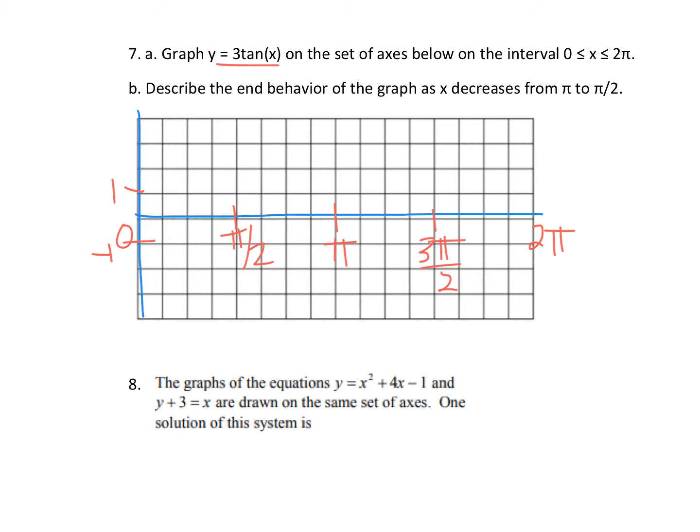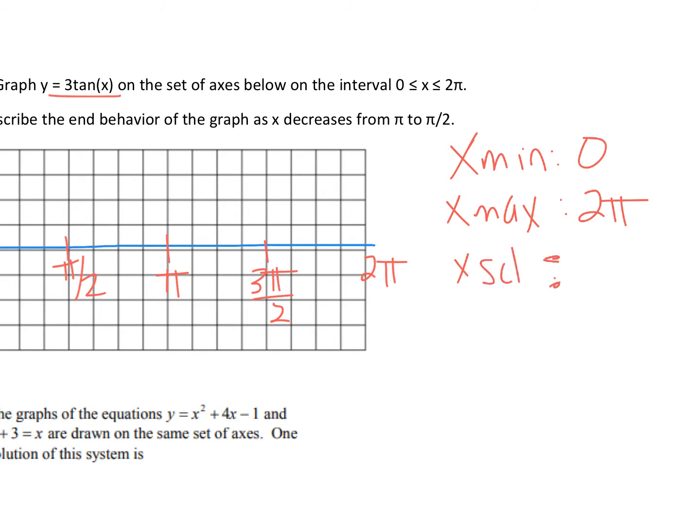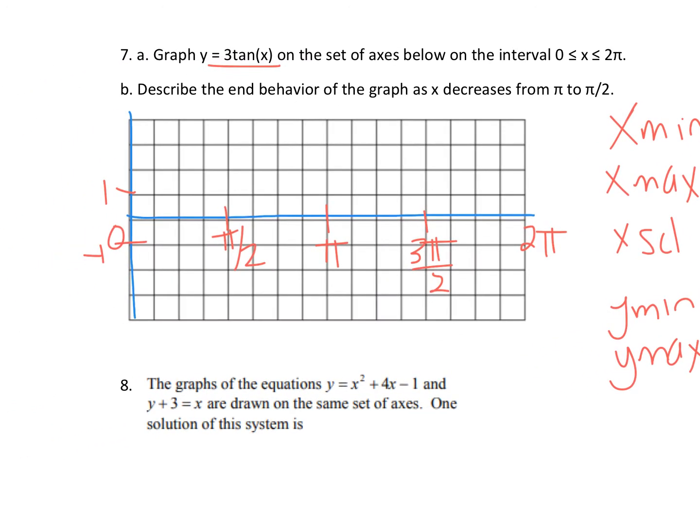Now, typing this into your calculator into y equals, make sure you change your window so that the x min is 0. So let me write this over here because I don't have my calculator here. X min is 0, x max is 2 pi. The x scale you're going to definitely want to be pi over 2. And then y min, y max doesn't really matter. I'll do -4 and then 4. And then you'll be able to see a graph on your calculator.